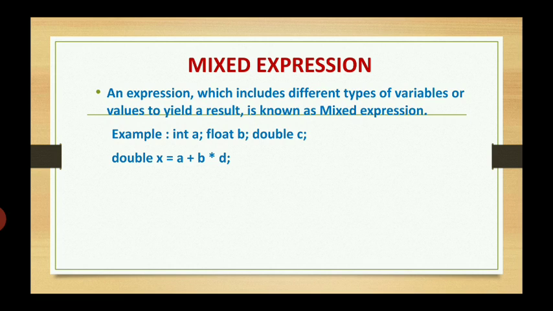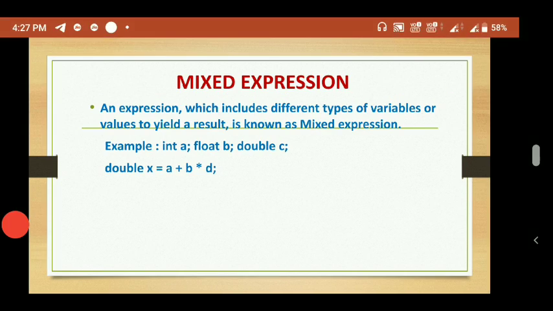Double, and a plus b into d. Now a is integer, b is float and d is a double type. Okay, so where there are mixed up expressions, we call it a mixed expression.